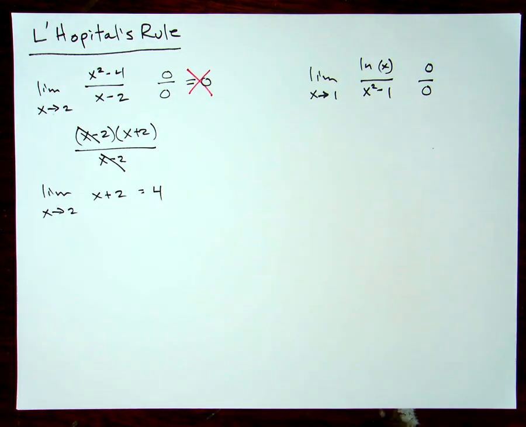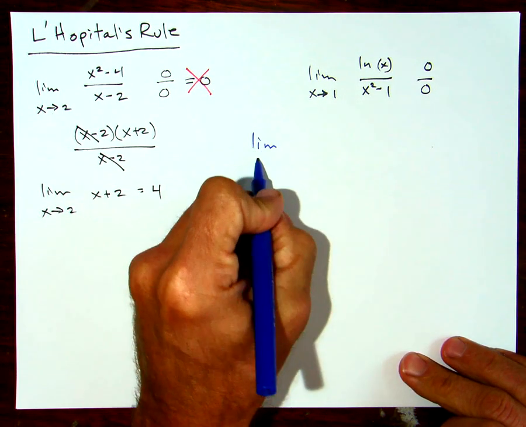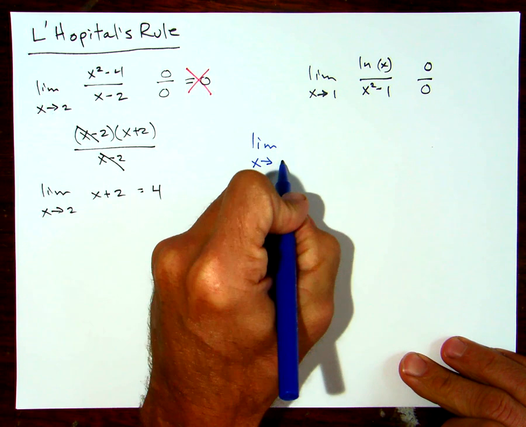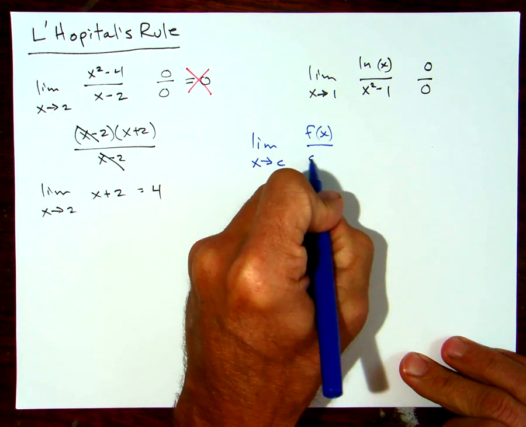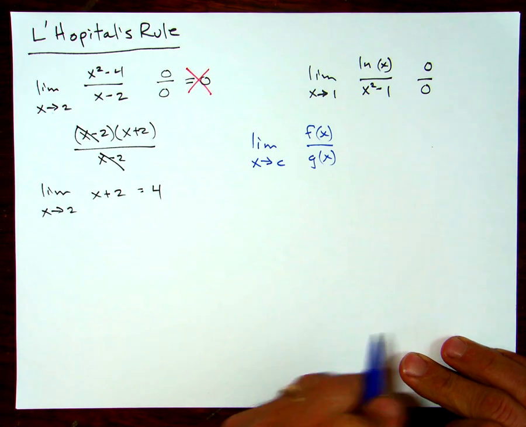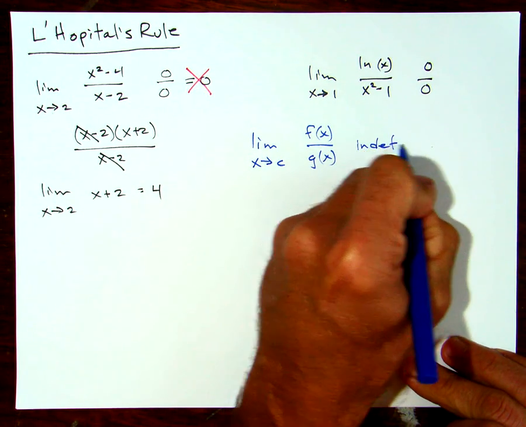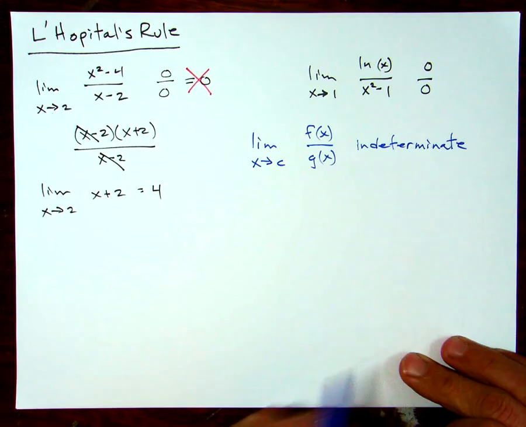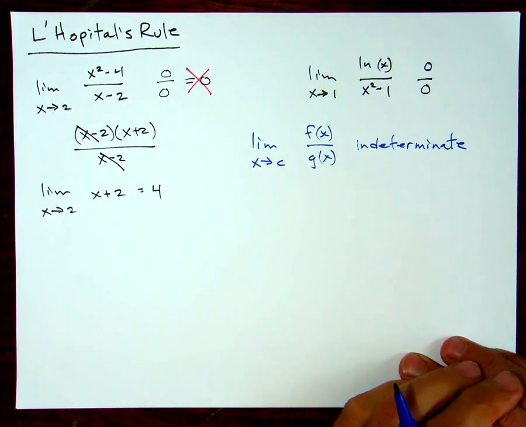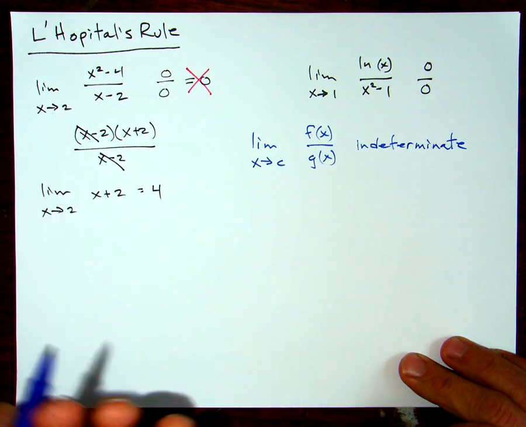But first, let's state what L'Hopital's rule tells us. It tells us that if I had the limit as x approaches c of some function over another function, and that is indeterminate, for example 0 over 0, we could also have infinity over infinity. Those are the two common ones.